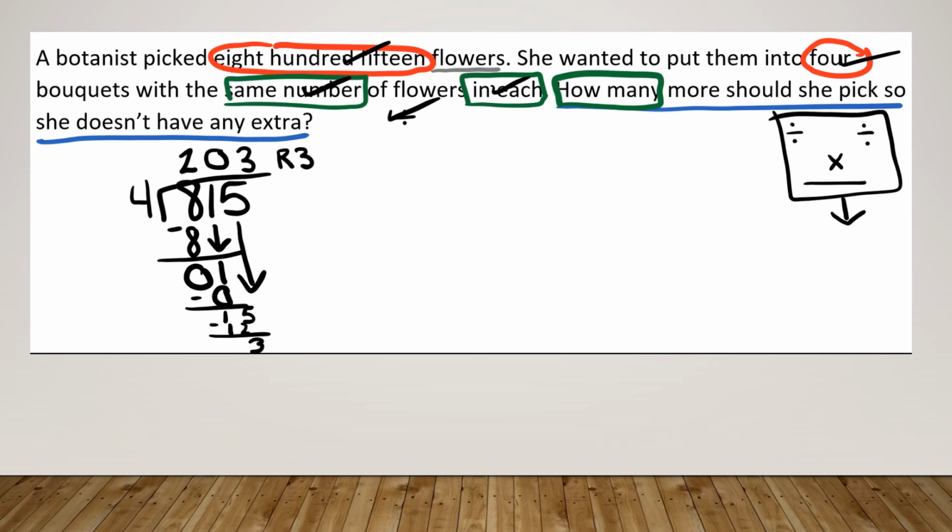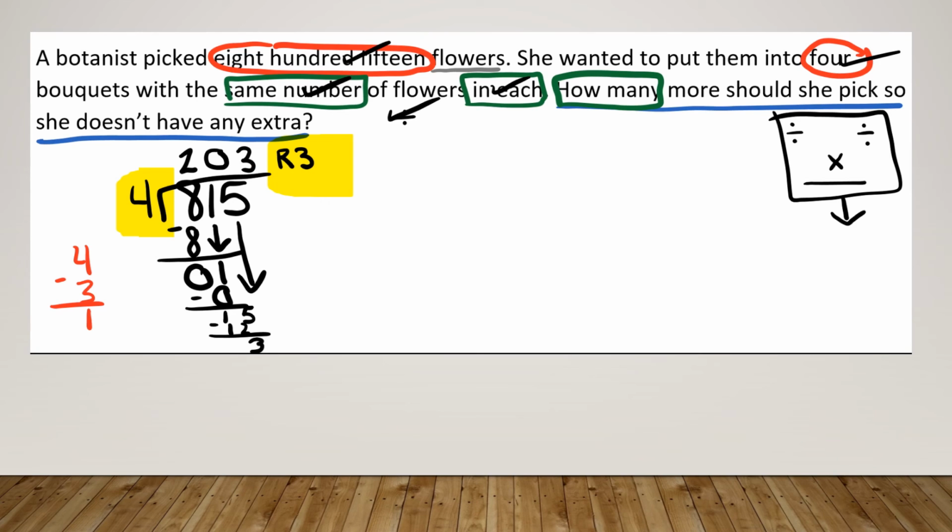If I look at my remainder is 3 and my divisor is 4, which means 4 makes a group and I have 3 extra. So if I'm thinking how many do I need to add to make an equal group, I'm going to think 4 minus 3 is 1. I would need 1 more to add to my remainder to make a group of 4 and have no extra left.